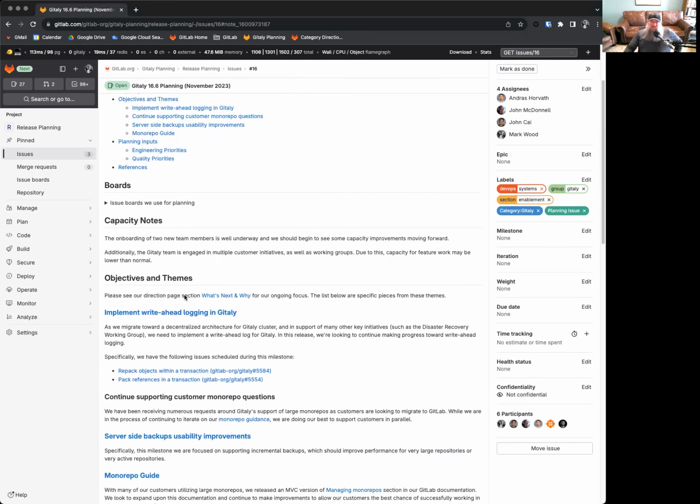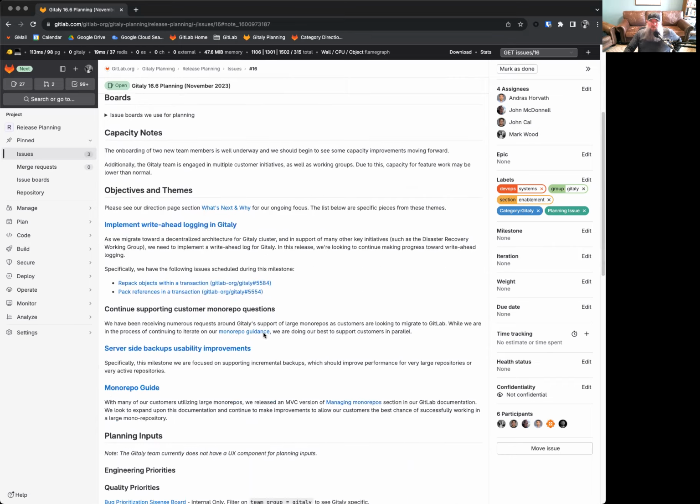In addition, the Gitaly team is engaged in multiple customer initiatives as well as working groups. Due to this, capacity for feature work may be lower than normal, and we may see a higher relative to normal usage of the maintenance and bug fix types of issues.